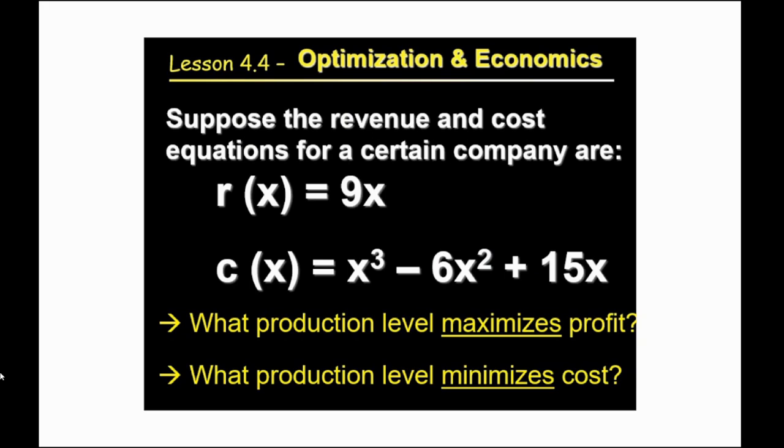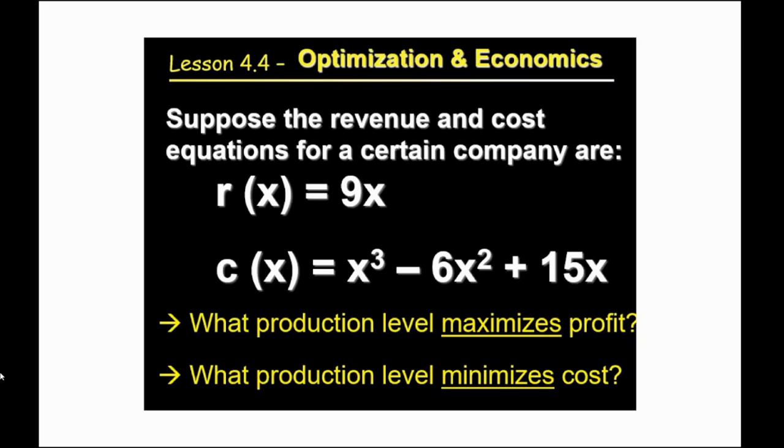I mean, we can pretend that it's a lemonade stand if we want, but the revenue looks like it's 9x. That would seem to say that you're going to make $9, or maybe it's $9,000 for every X. So kind of a basic idea. Your revenue is 9X. Now the cost equation, X cubed minus 6X squared plus 15X, that's a polynomial. So that thing's going to go up and down. I could imagine your costs would vary depending on how much X you produce.